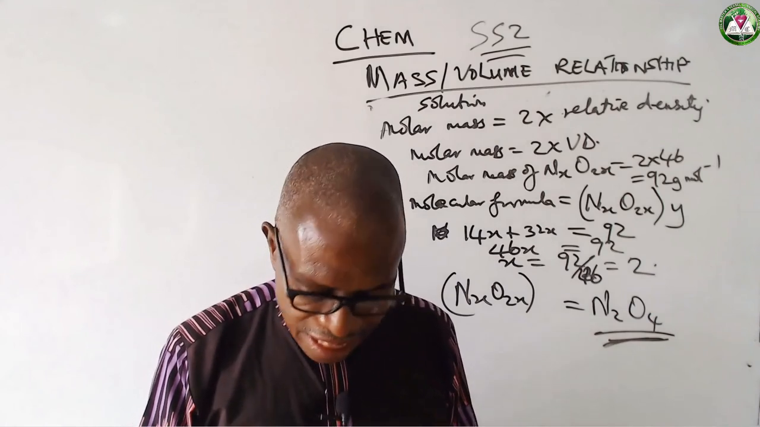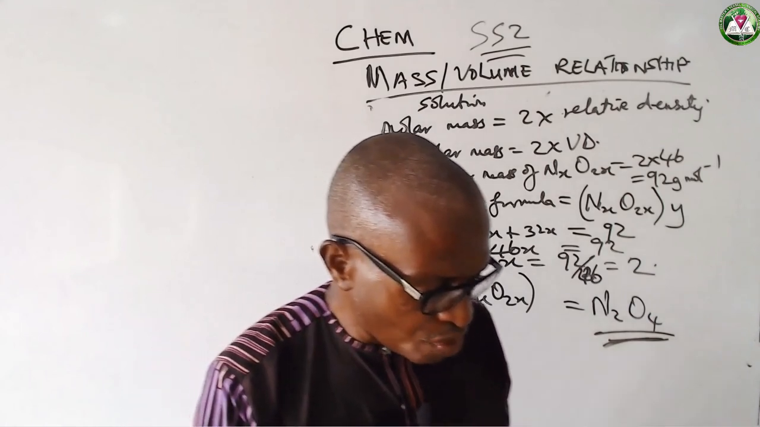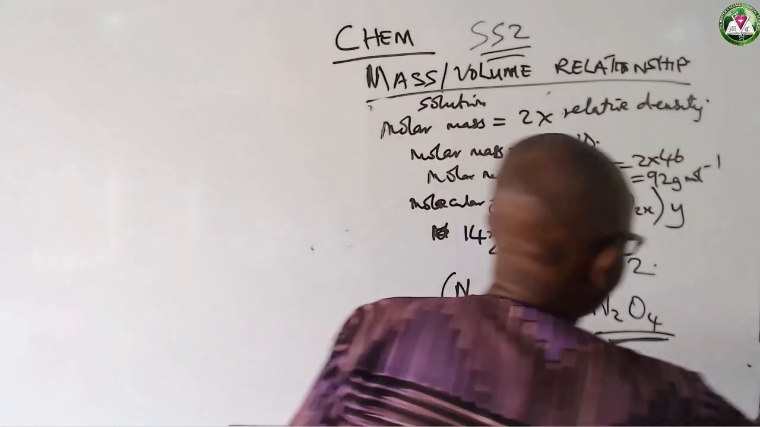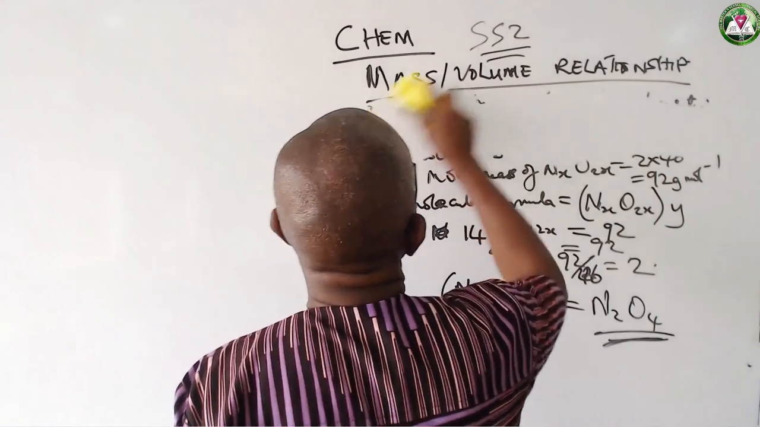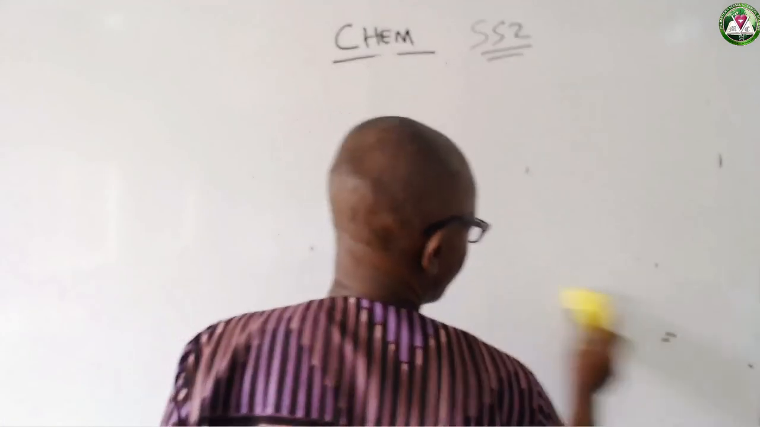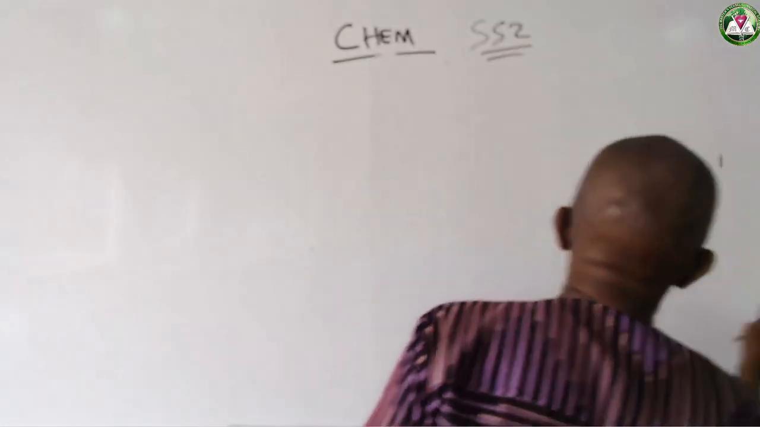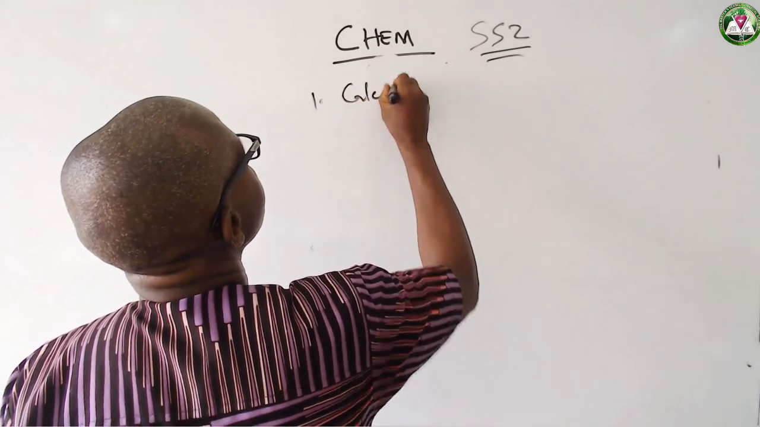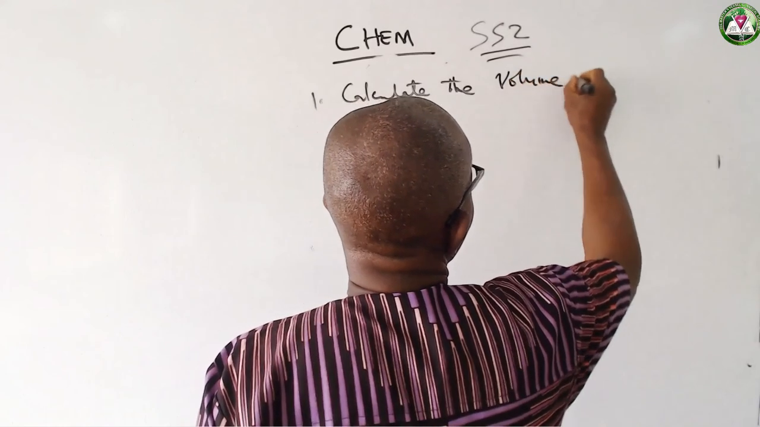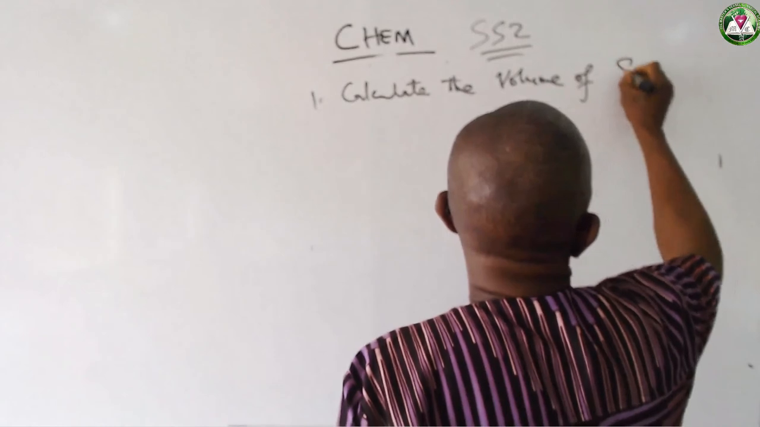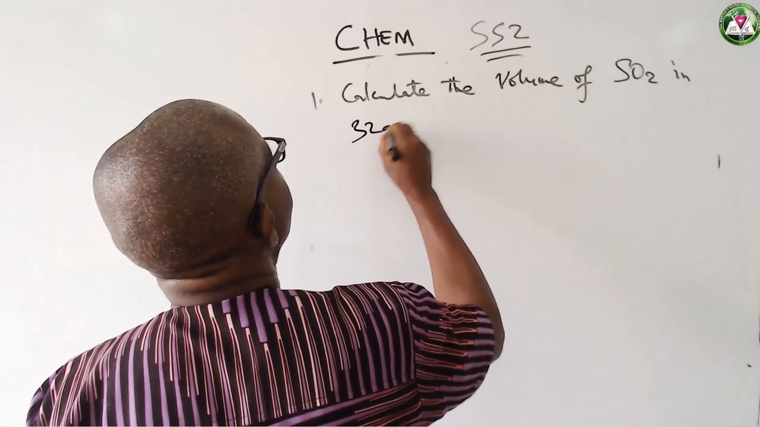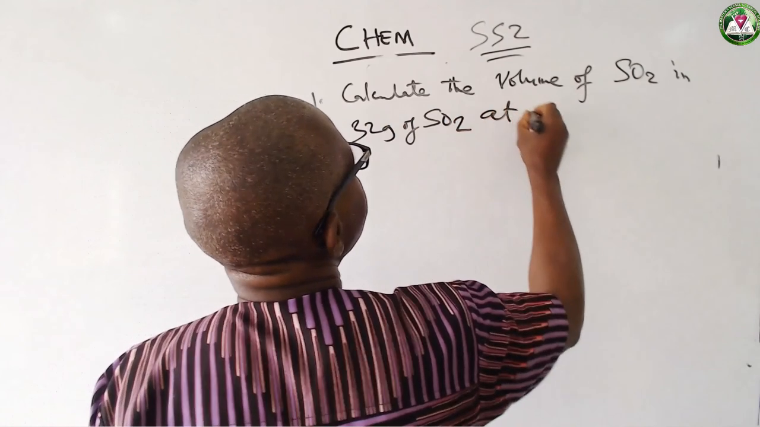I feel that with what we have done, you should be able to do this little assignment I'm giving you now. Evaluation. One, calculate the volume of SO2 gas in 32 gram of SO2 at STP.